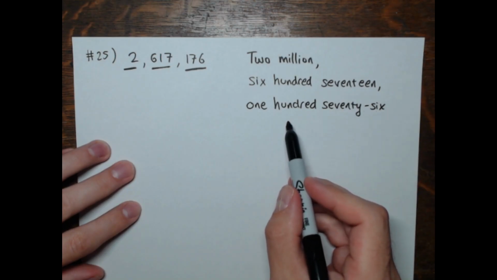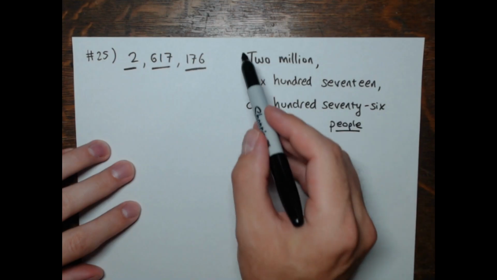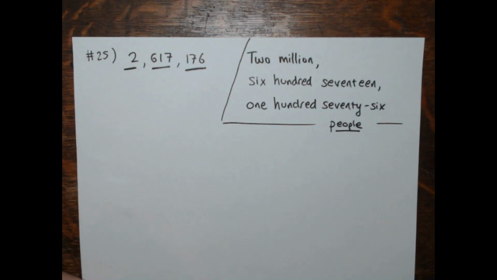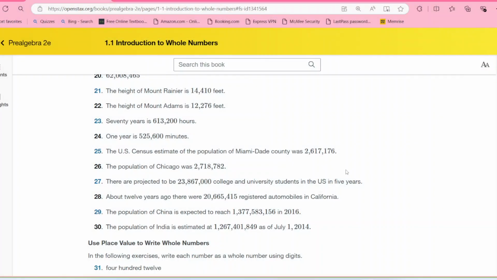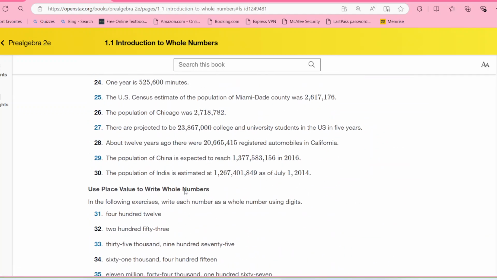And this was people. I know they didn't say it, but they said it was a population, right? Some population estimate for Miami-Dade County. And being an odd number, may as well check it out. So yes, 2,617,176. Exactly what I have written. And people in Miami-Dade County. All right, back to it.